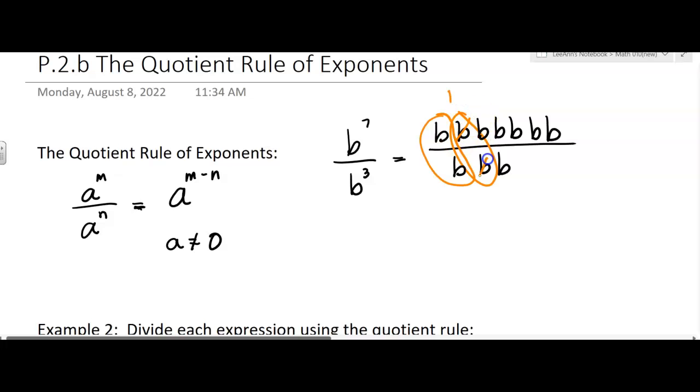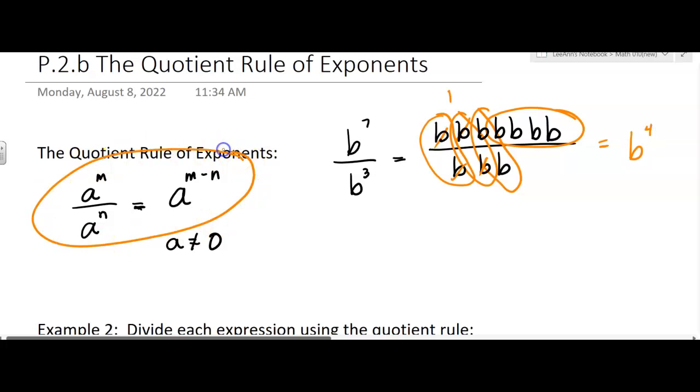A lot of times we just cancel them out, right? And then there's another one. So all of those are just 1. So what do I have left? b to the 4th. Okay, so that's why it works. And the rule is when you're dividing and the bases are the same, you subtract the exponents.